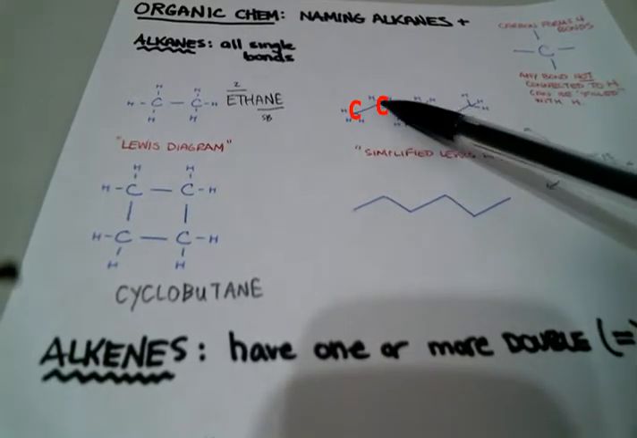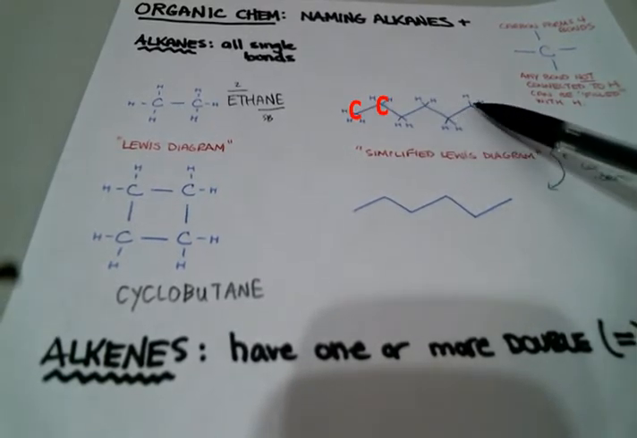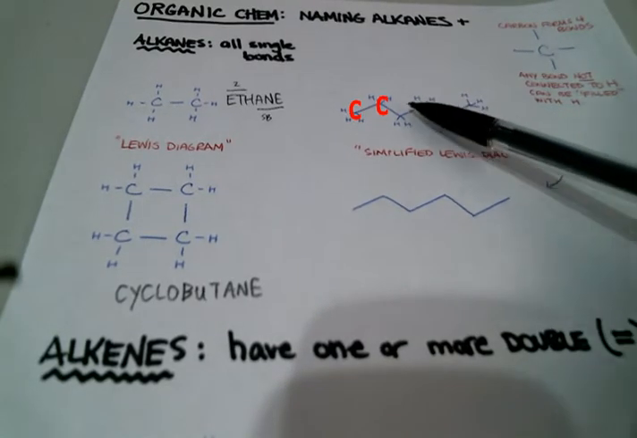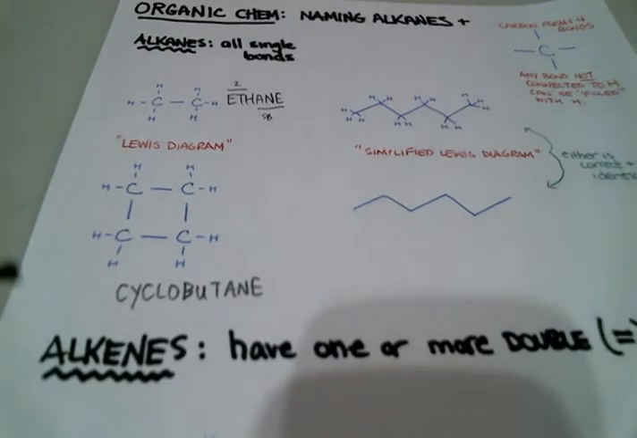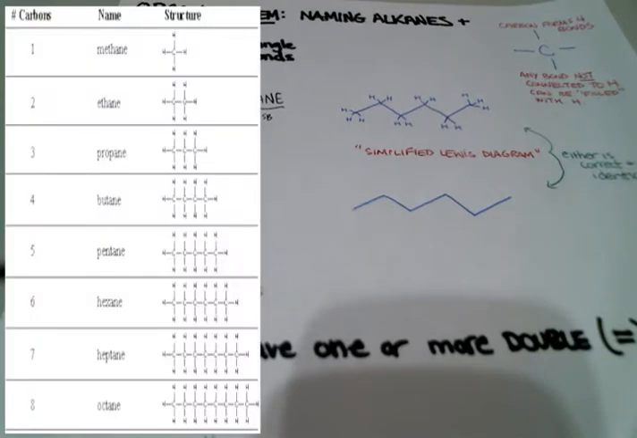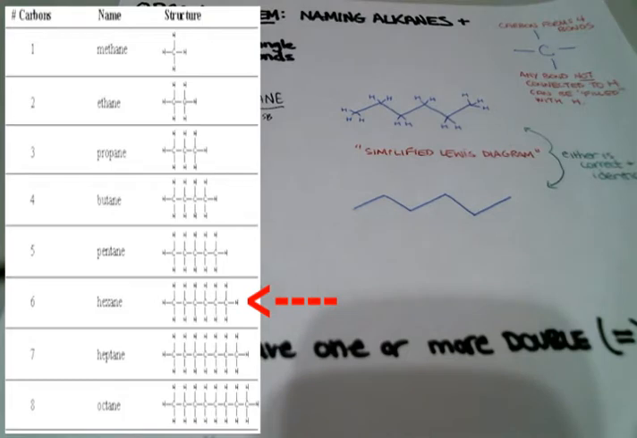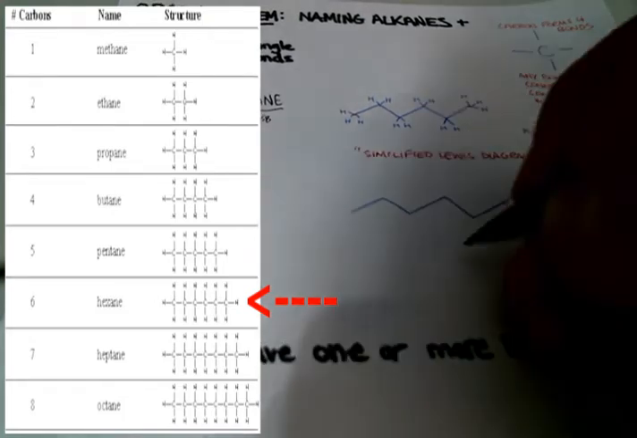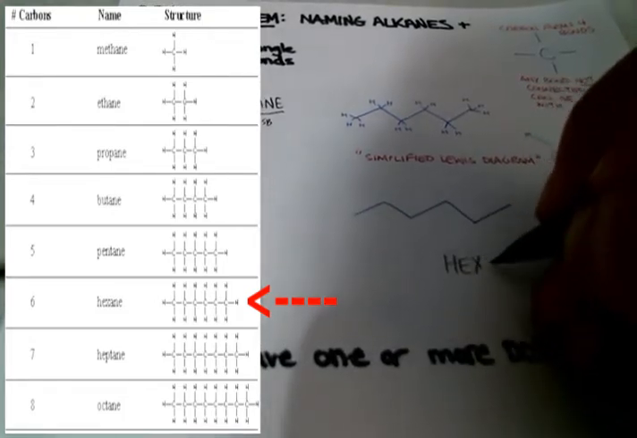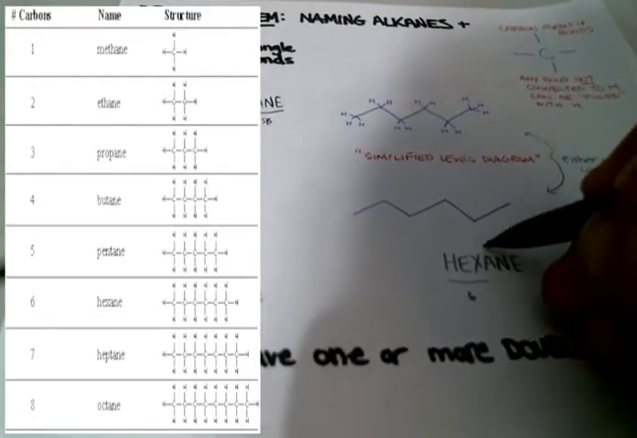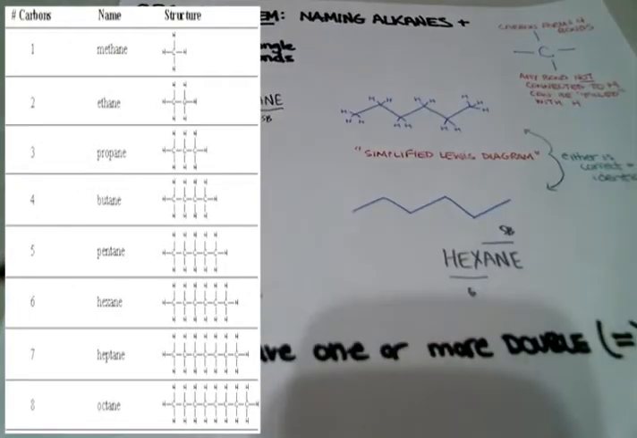So we've got carbon, carbon, carbon, carbon, carbon, carbon, okay? And that's 1, 2, 3, 4, 5, 6. So you know that 6 carbons means hex, and you notice that there are absolutely no double or triple bonds in there. So this must be hexane. Hex meaning 6, ane meaning single bonds.